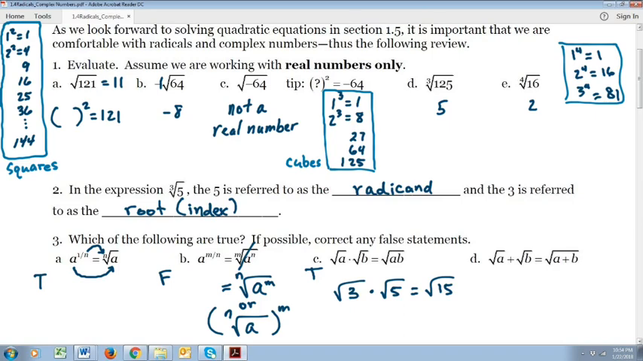Now on letter D, this actually turns out to be false. If you were adding the square root of 3 plus the square root of 5, you would find that it isn't equal to the square root of 8. You could actually use a calculator to show that this is the case. Unfortunately, it doesn't work this way, although it'd be nice if it did. So it works with multiplication this way, but not with addition.